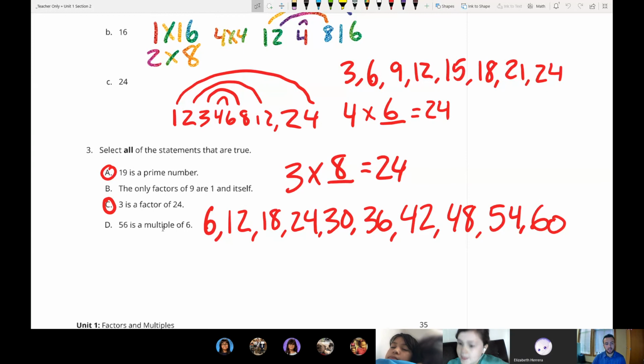Do you see 56 on this list? No. So is D true or false? False. False, so we don't need to circle it.